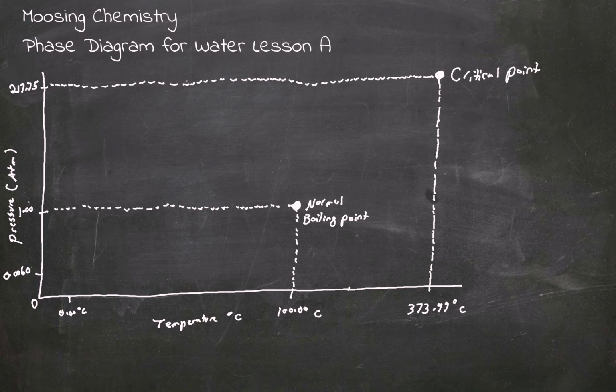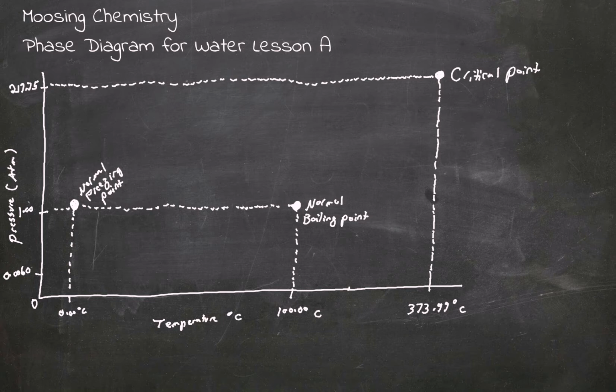All right. So now, at 0 degrees Celsius, at 1 atmosphere, we have something called the normal freezing point. So at 1 atmosphere at 0 degrees Celsius, water is going to freeze.